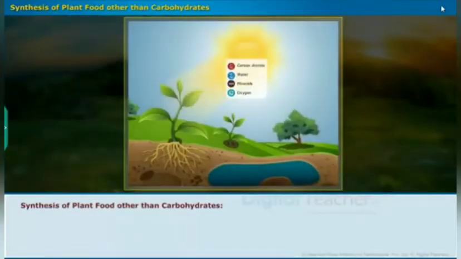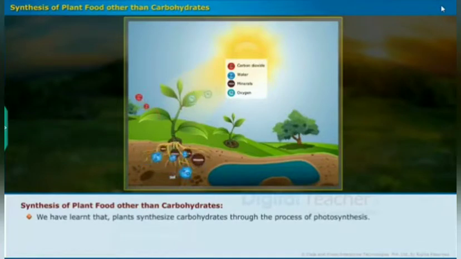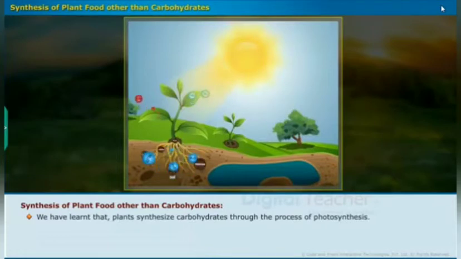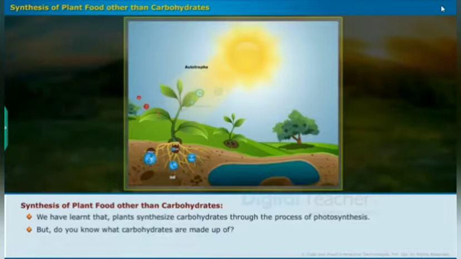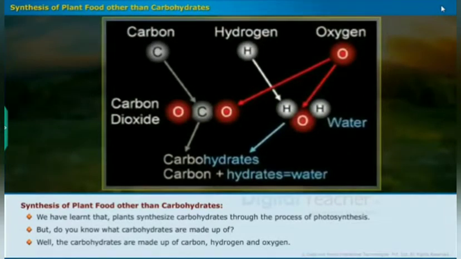Let us study about the synthesis of plant food other than carbohydrates. We have learned that plants synthesize carbohydrates through the process of photosynthesis. But do you know what carbohydrates are made up of? Well, the carbohydrates are made up of carbon, hydrogen, and oxygen.